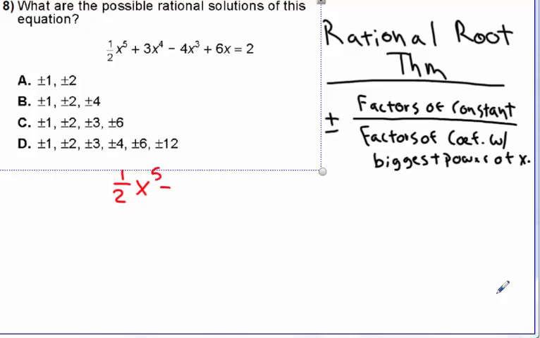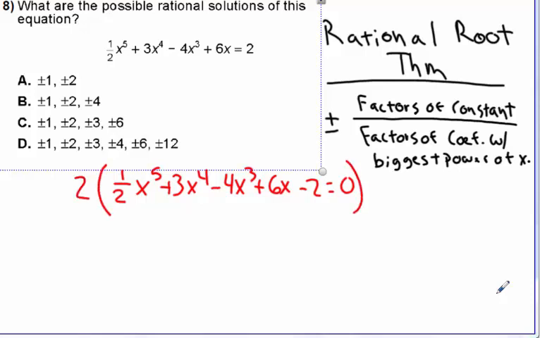So if we go ahead and subtract 2 from both sides, this is what we would have. Now, we might as well just go ahead and multiply everything by 2 just so we can have a nice neat 1 as the leading coefficient. Again, the only two things we're worried about are the coefficient in front of the biggest power of x and the number by itself, the constant.